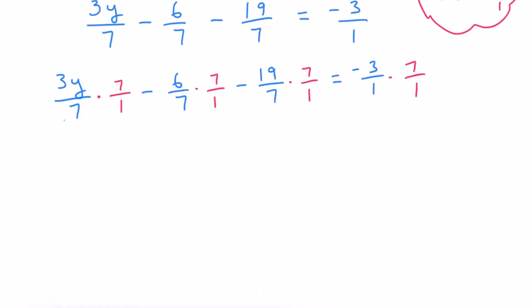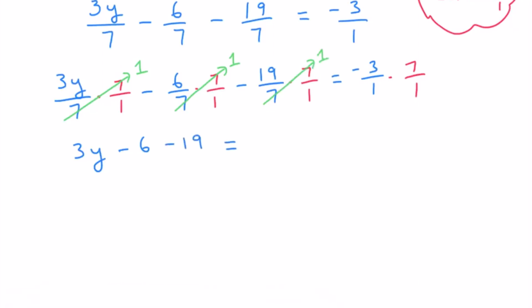So we have 7 go into 7 one time. So 1 times 3y is just 3y. 7 goes into 7 one time again. So 1 times negative 6, so that is negative 6. The same thing happens for the next one. 7 goes into 7 one time, and 1 times negative 19 is just negative 19.